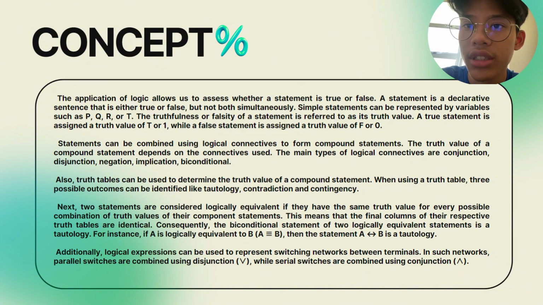Truth tables help determine the truth value of a compound statement and also identify outcomes like tautology, contradiction, and contingency. Statements are logically equivalent if they have the same truth value for every combination of their components. Their biconditional statement is a tautology, which is A equals B, meaning A equals B is always true. And the logical expression can also represent a switching network. Parallel switches use disjunction and serial switches use conjunction.